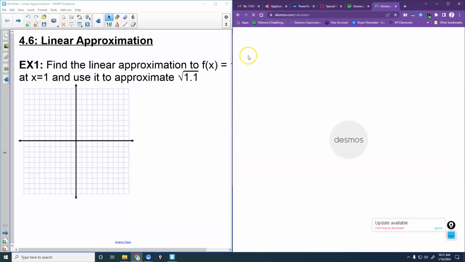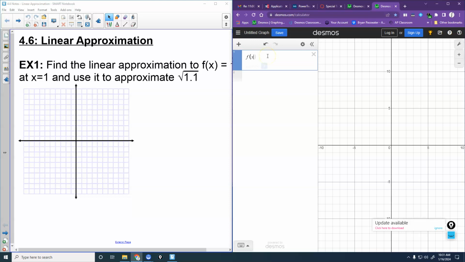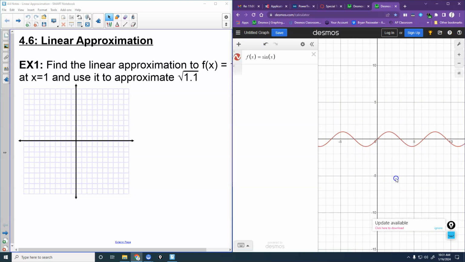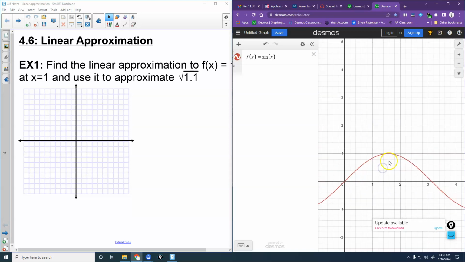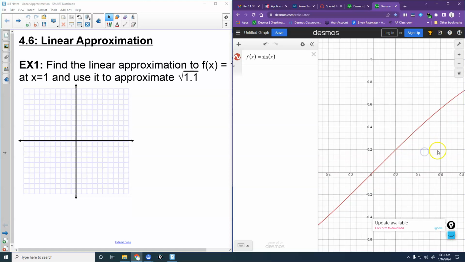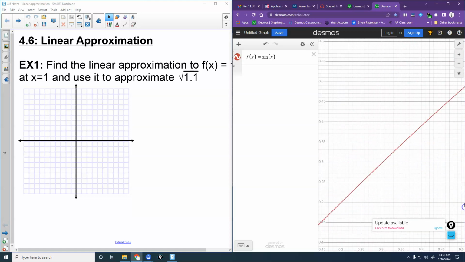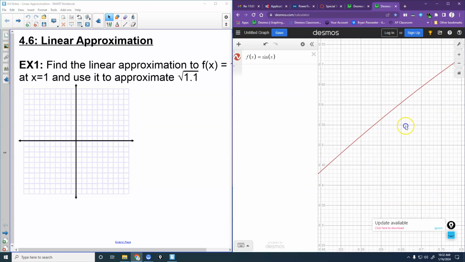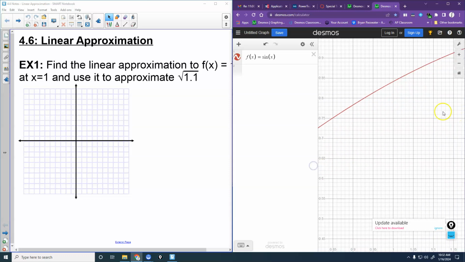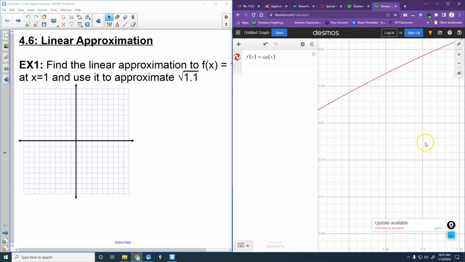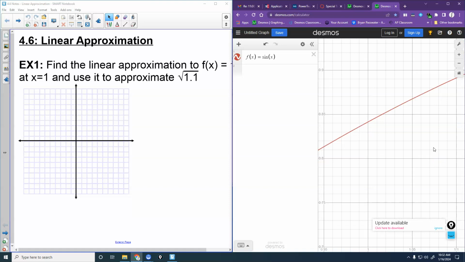For example, if we've got f of x equals sine of x, sine clearly is not a straight line. Nobody would think looking at sine from this view that it's a straight line. But what happens if I zoom way in on sine? That looks a lot like a straight line. And at any point, even up here, it looks kind of curved, but if I zoom in more, it looks pretty straight.